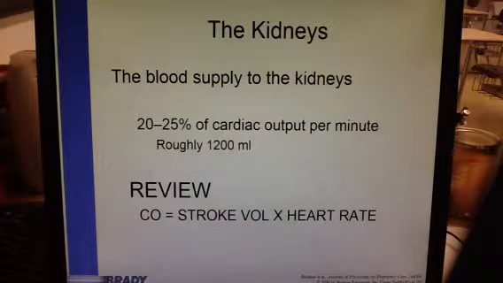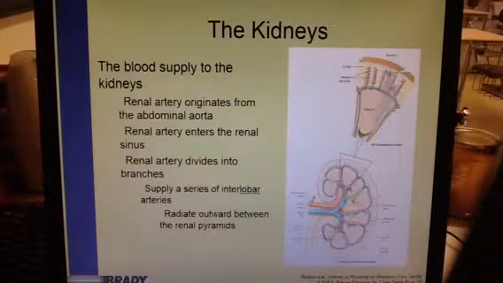So let's look at the blood supply to the kidneys. Now, the kidneys need a lot of blood. They are filtering through that blood, cleaning the blood, as that is their main function. And so they need a lot of blood pumping through all of those nephrons at once. The kidneys receive 20 to 25% of the cardiac output per minute. And just to review, the stroke volume times the heart rate is the cardiac output. So they are getting a lot of blood pumping through there.